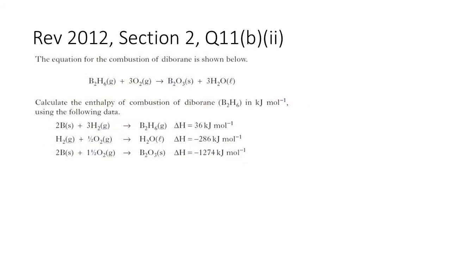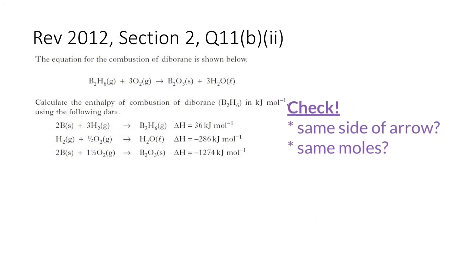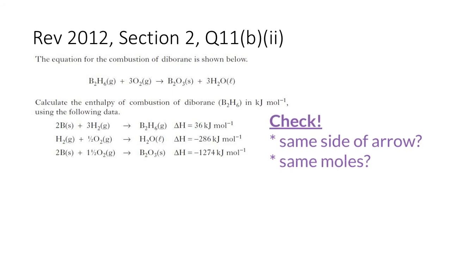So here's another example. Why don't you try this one yourself? Just remember to check when you're matching up, are they on the same side of the arrow? Are they the same number of moles? And if you've got something that appears in two different equations, like here, you do not match them up. You'll get in a fankle if you try and do that. So pause the video now and play again when you're ready to check your answer.